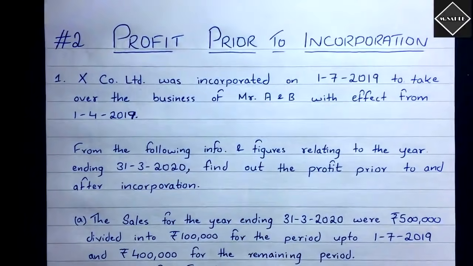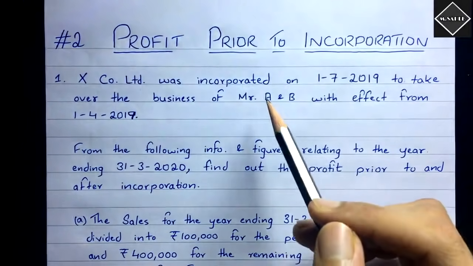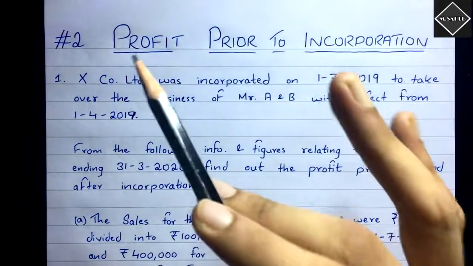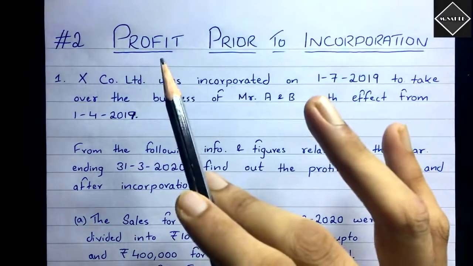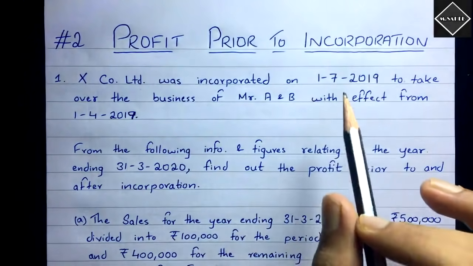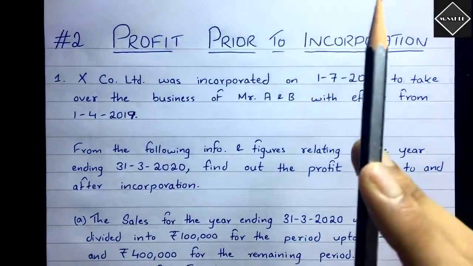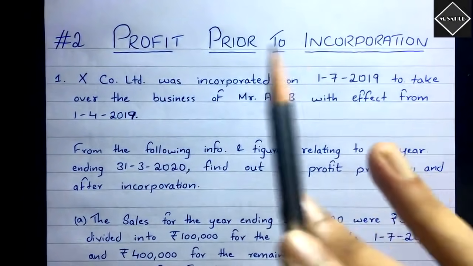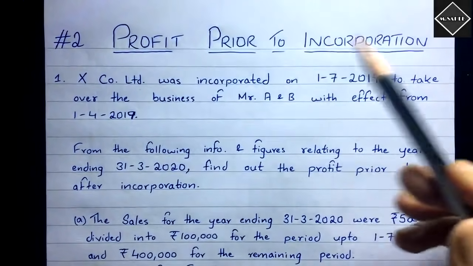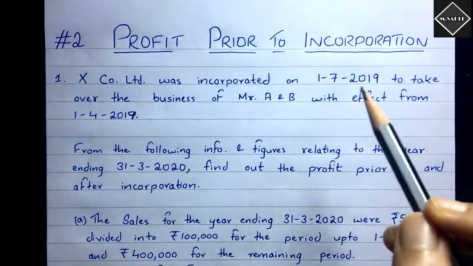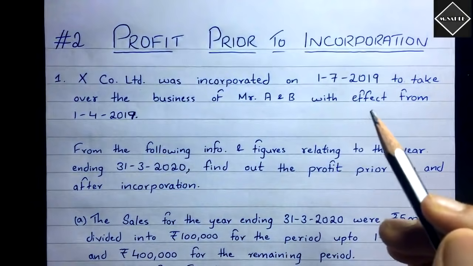Hi everyone, this is the second video of the Profit Prior to Incorporation chapter. In the previous video we have seen the concept of this chapter as well as how to divide the expenses into pre and post columns, and we have discussed a lot more things. So please watch the previous video and then come back to this video. I will put the link in the description below as well as in the I button. You can click the I button and go to the previous video.